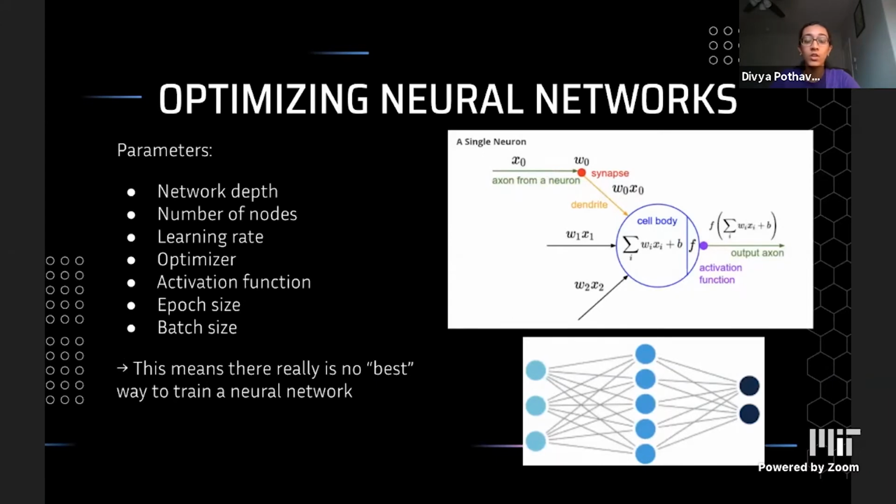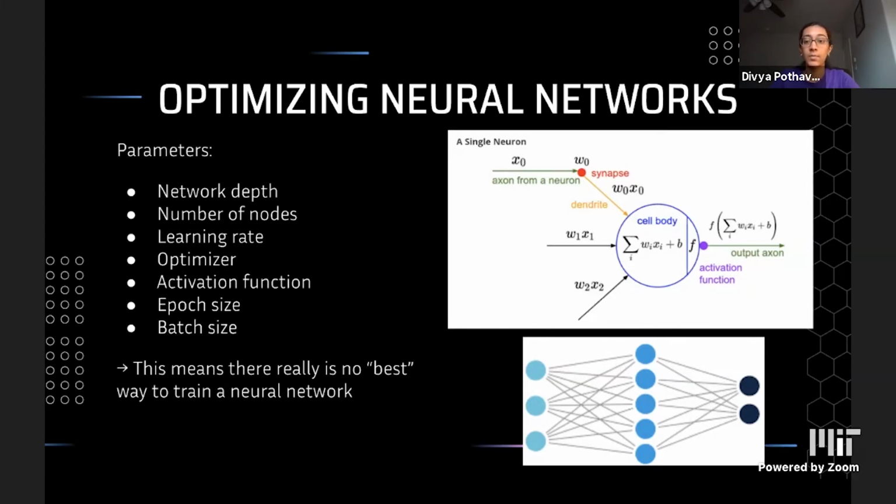So optimizing a neural network basically means making sure that our model predicts the correct output for each given input. There are a variety of parameters to do this, such as network depth, which is the number of layers, the number of nodes, learning rate, which is how fast our model learns, optimizer, which edits things like the learning rate to minimize something called loss, which is an error function.